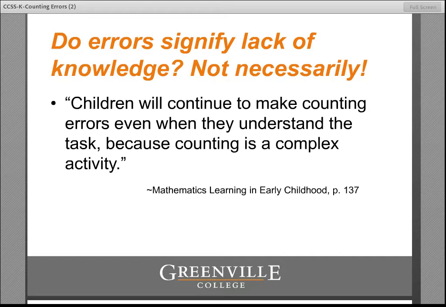That can be expected at times. If children don't have those principles of counting, if you are noticing some more consistent errors that might indicate a problem with the principles of counting, then that's something worth addressing, and that's where we're going to be spending the bulk of our time in this discussion.